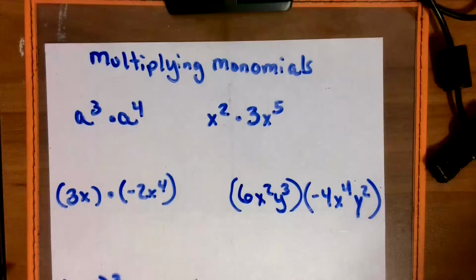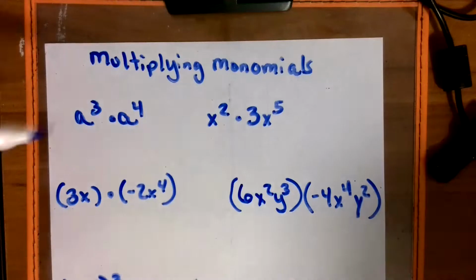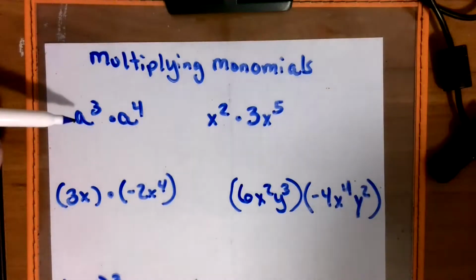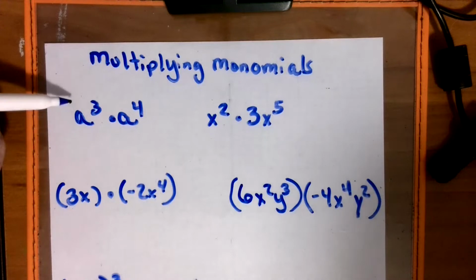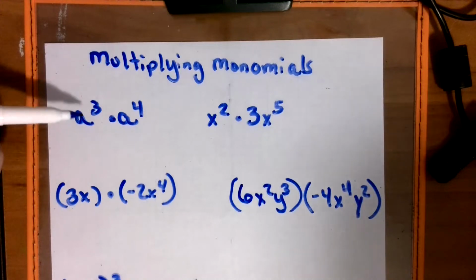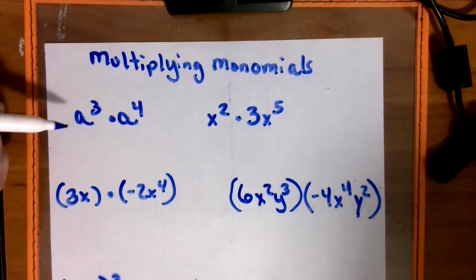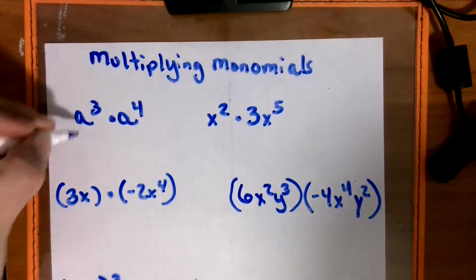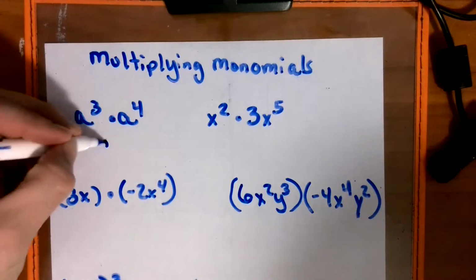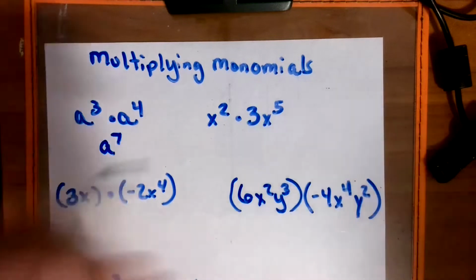All right, so we're multiplying monomials. So remember, if a variable is just sitting there, there's an imaginary 1 in front of it. But 1 times a 1 doesn't change. But when you multiply monomials, you add powers. So this would be a to the third, a to the fourth, so you'd have a to the seventh.